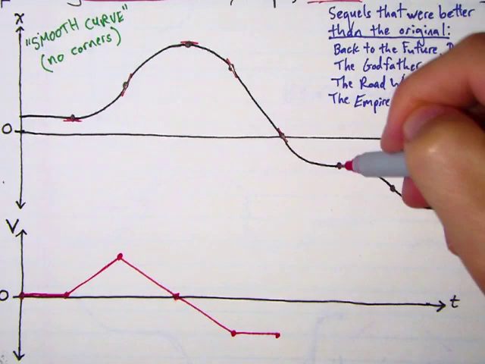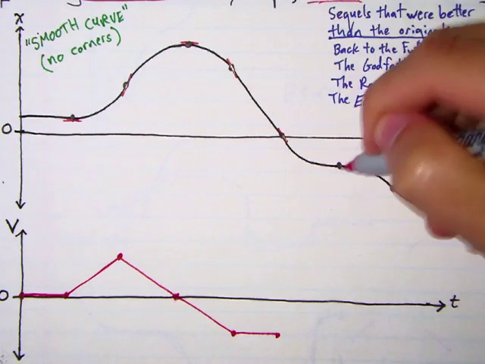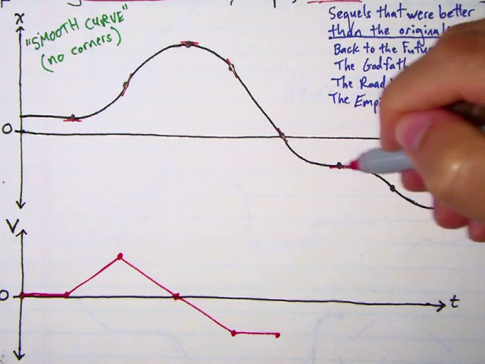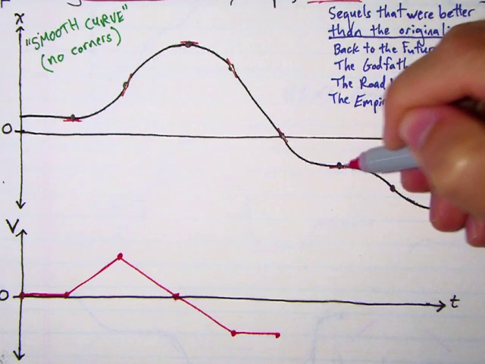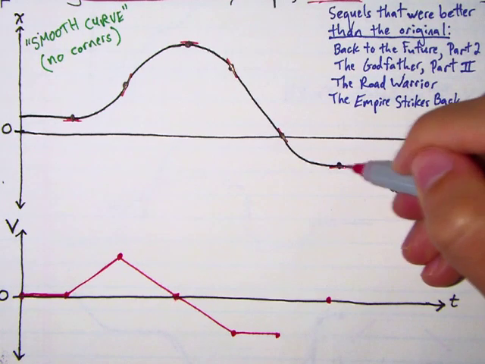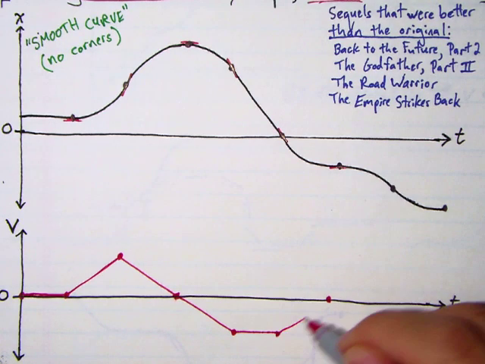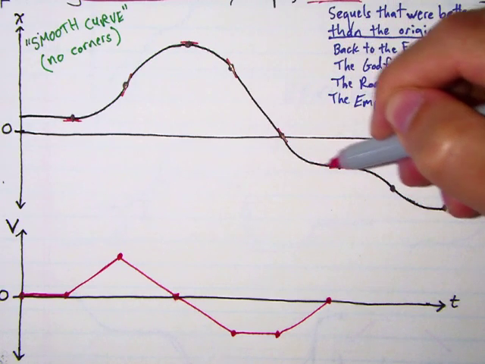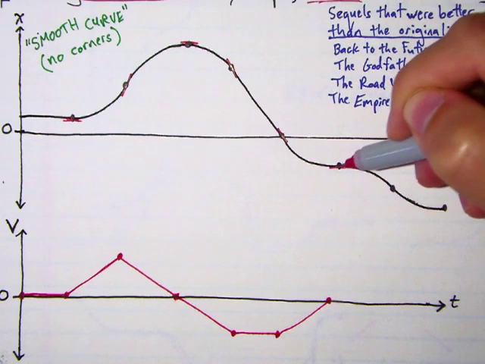Then from here to here, we're moving in the negative direction, but then by this point, our slope of our tangent line is flat. We've come to rest right there for an instant. So we are at rest at that moment. Tangent slope is 0. So we're moving in the negative direction, but then slowing down until we reached rest right there.